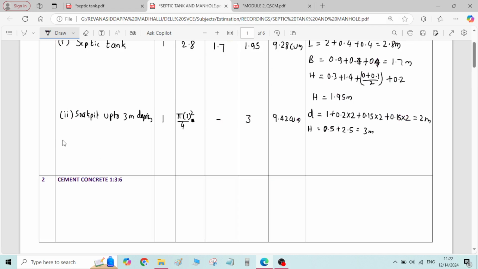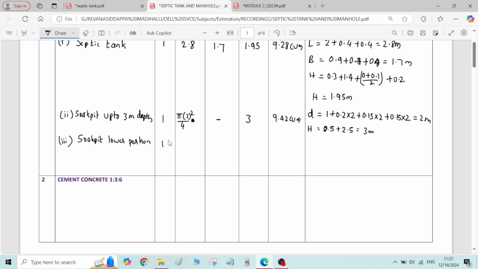Third one. Soak pit lower portion. Whatever way we have calculated the upper portion, the same way we have to calculate the quantity.